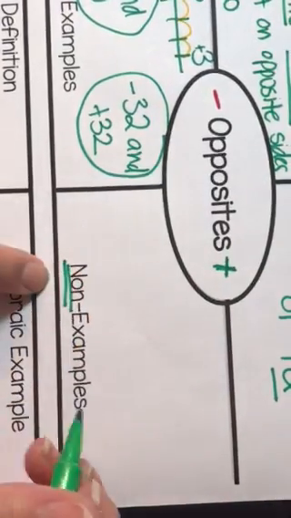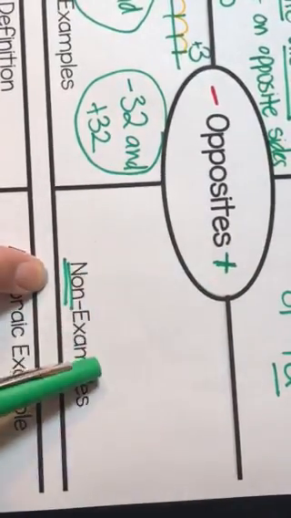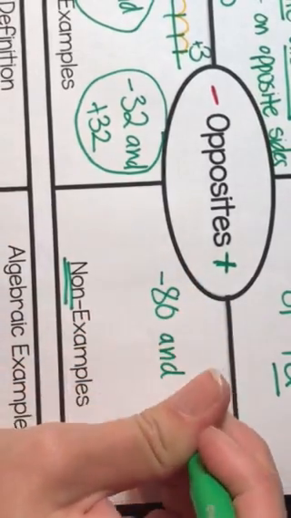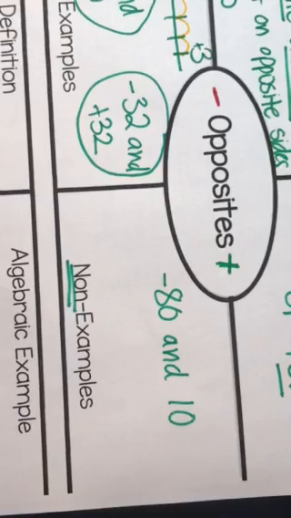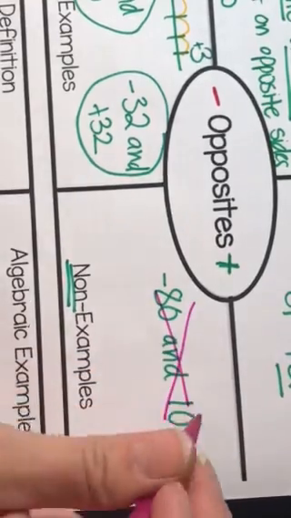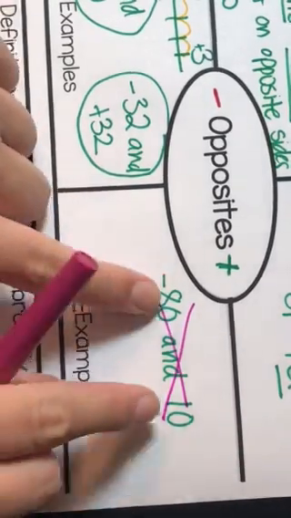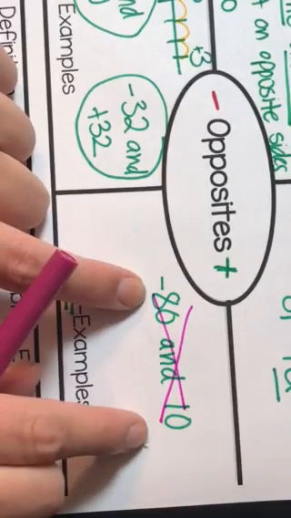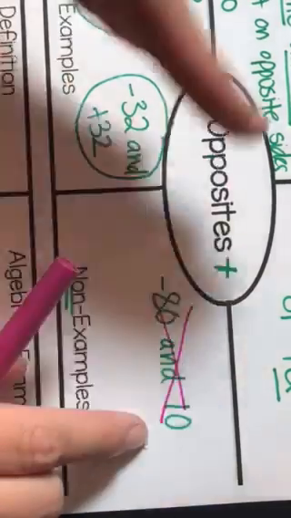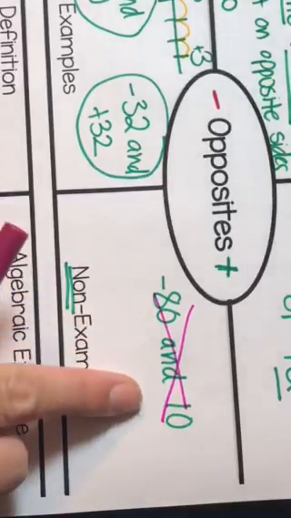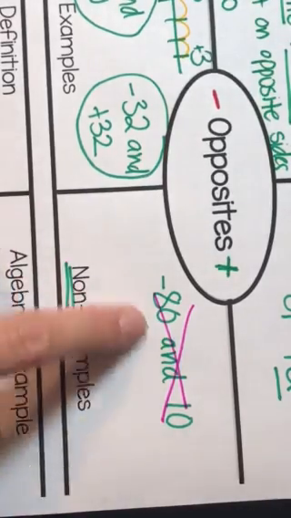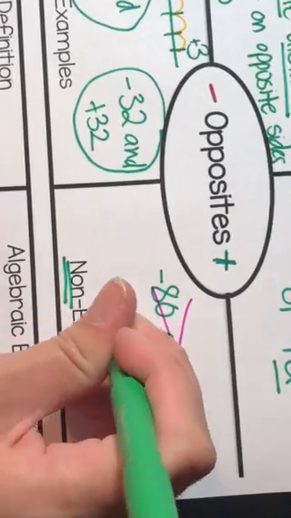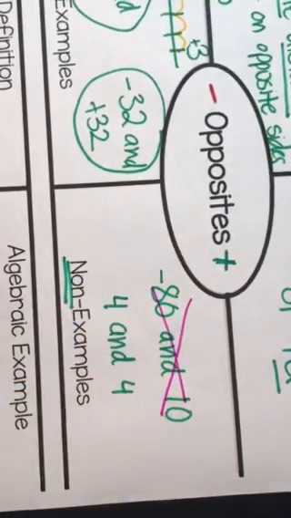These are not opposites, but I want to tell you what they are so you have them on your notes. Negative 80 and 10. Those are not opposites. And the reason why is because they're not the same number. One is positive and one is negative, but they're not the same distance away from 0. Negative 80 is way further down the number line, where positive 10 is closer to 0. These are not opposites.